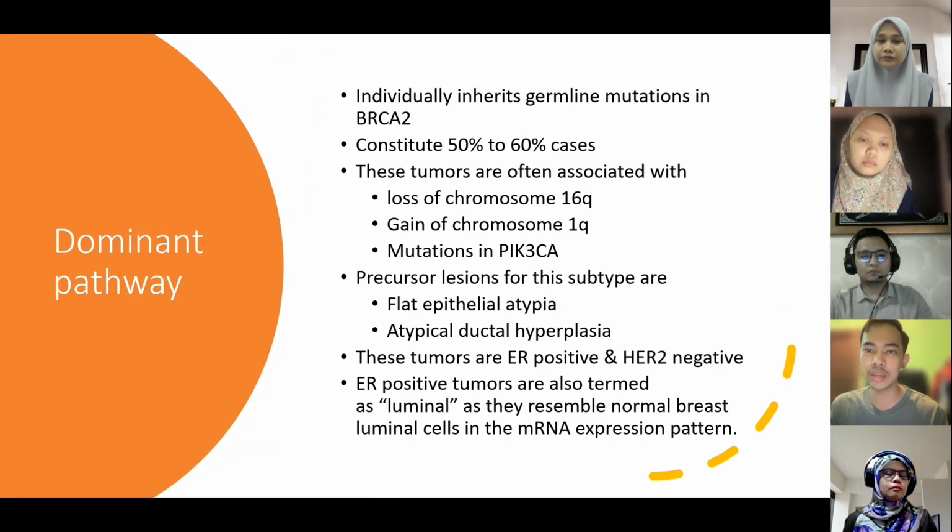In the dominant pathway, the individual inherits a germline mutation in BRCA2, which constitutes only 50 to 60 percent of cases. It depends on the cases. And also, these tumors are often associated with loss of chromosome 16q, gain of chromosome 1q, and mutation of PIK3CA. The precursor lesions for these subtypes are flat epithelial atypia and atypical ductal hyperplasia. These tumors are ER positive and HER2 negative. ER positive tumors are also termed luminal, as what my friend presented just now. There are two types, and they resemble normal breast luminal cells in the mRNA expression pattern.